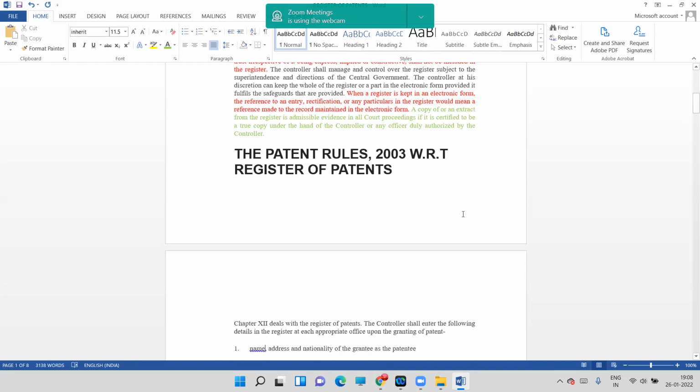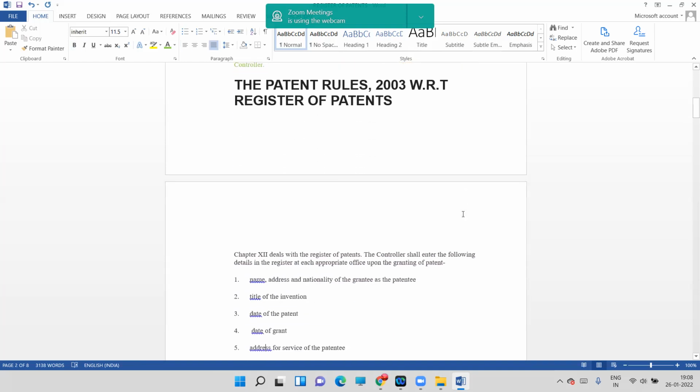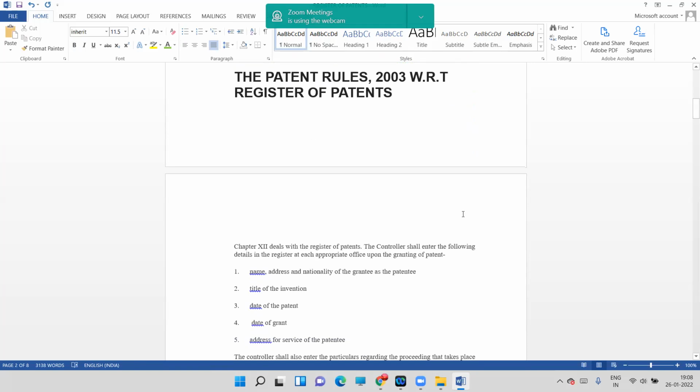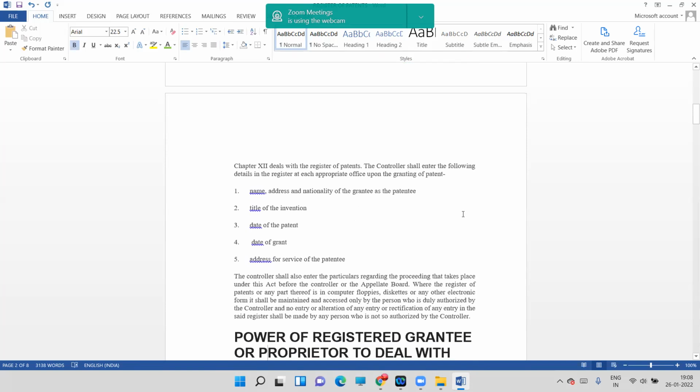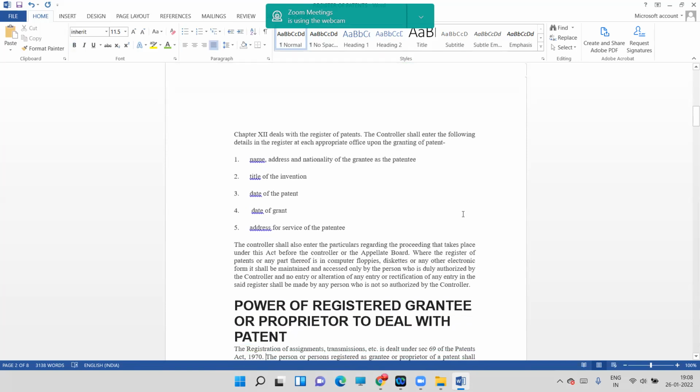Okay. The Patent Rules 2003 with respect to Register of Patents. Chapter 12 deals with the Register of Patent. The controller shall enter the following details in the register at each appropriate office upon the granting of patent. Then what is included? Name, address and nationality of the grantee as the patentee.